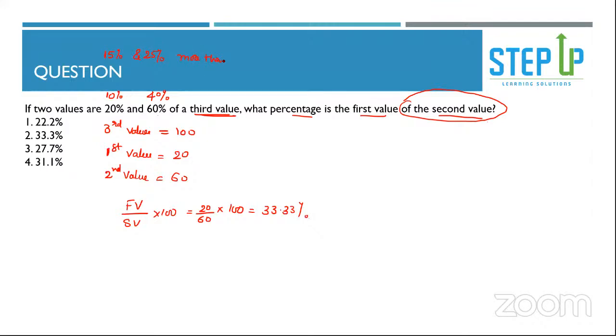This is another question. Now what will be your answer? Your options are 82, 72, 92, 100. These are your options. I repeat. The question is, if two values are 15% and 25% more than a third value, what percentage is the first value of the second value? Super, Aditya.